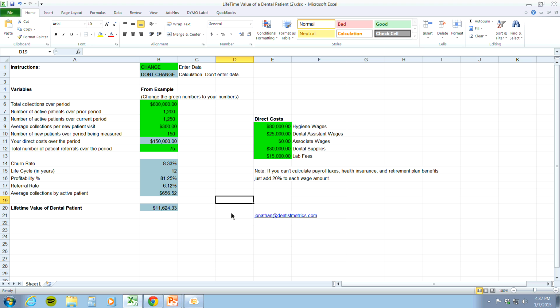And so even if you weren't paying attention at all during the webinar, all you have to do is go into SoftDent or whatever your practice management software is and run the export for the total collections over a year, the number of active patients over that year and then the previous one. And all these numbers can be easily exported by your PMS system, right?